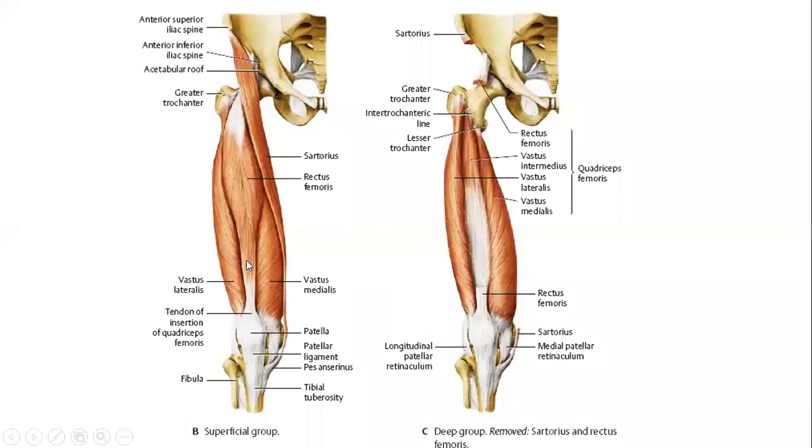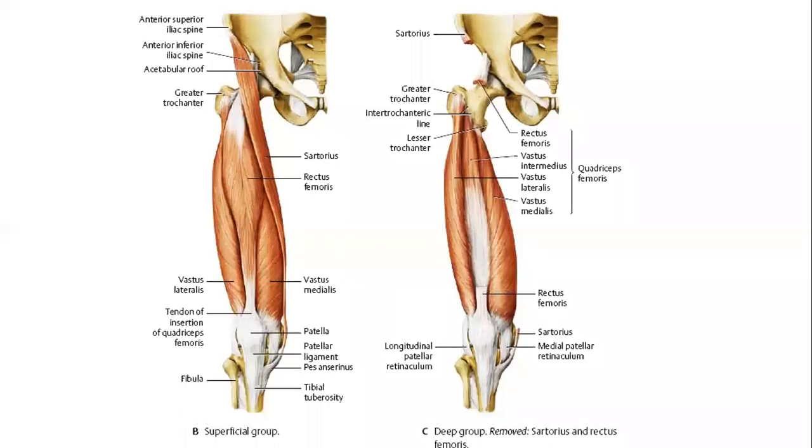And finally, the fleshy fibers convert into a tendon, and this tendon is called the quadriceps tendon, which is attached into the patella, and from the patella through the ligamentum patellae, the tendon is inserted into the tuberosity of the tibial bone. So if you remember the insertion of the rectus femoris, the same is for the insertion of vastus intermedius, the same is for the vastus medialis, and the same is for the vastus lateralis.